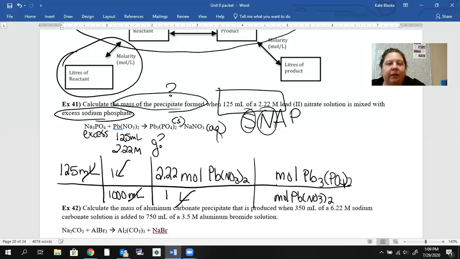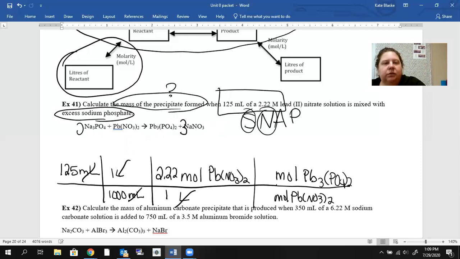I never checked if this was balanced, and it's not. My goodness. All right. So let's see. I've got 3 sodiums here, I need 3 sodiums there. I've got 2 phosphates there, I need 2 phosphates there. Oh, that's going to mess this up. That means this has to be 6. I've got 3 leads and 3 leads. That's 6 nitrates and 6 nitrates. Ooh, that works out. All right, so my coefficient in front of the lead nitrate is a 3. The coefficient in front of my lead phosphate is still a 1.